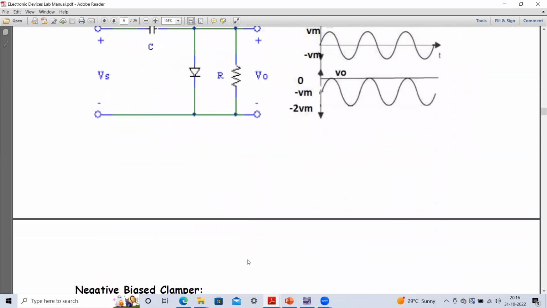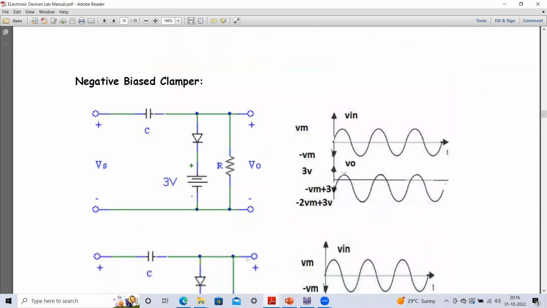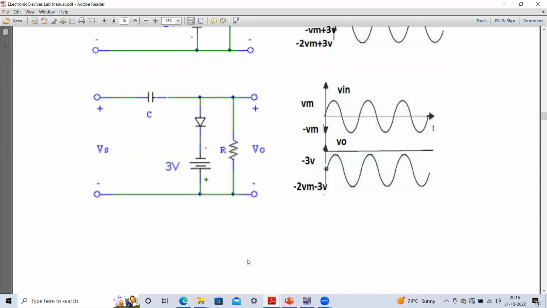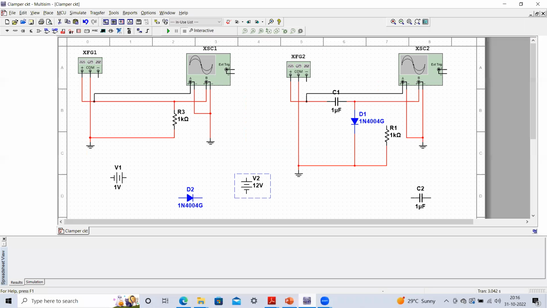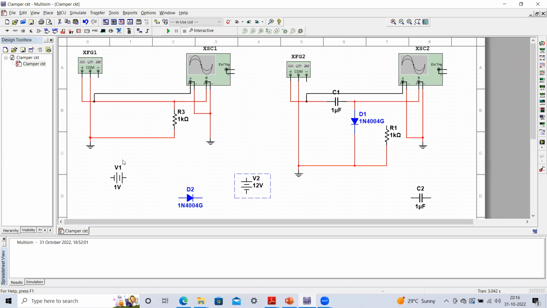Okay, these are the different circuits that we can implement in MultiSim. I'm just going back to this particular software. Here you can see that I have just made this circuit. You can see one of the very important circuits, the clamper circuit, that we have here.